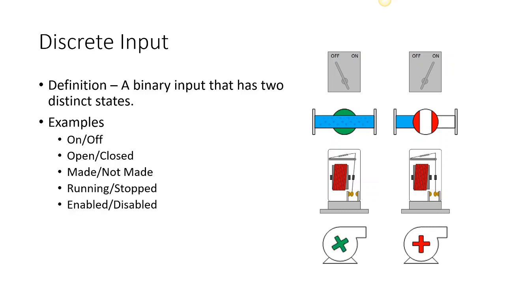And some other examples: enabled and disabled, whether we have a high level or the level is okay, those are only two states, and whether something is in alarm or the alarm is cleared, those are other options for discrete inputs that have two distinct states.